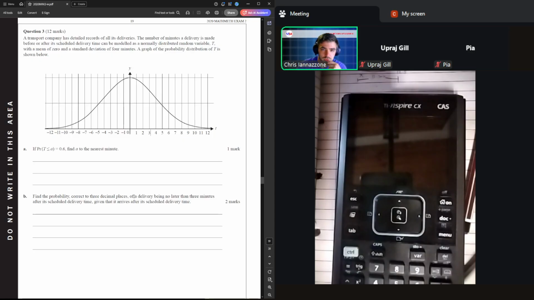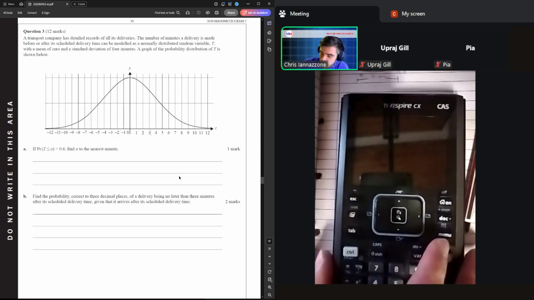From there, we just need to be aware of what the conditional probability means, right? No later than 3 given after scheduled delivery time. We've got to figure out what that conditional probability equation actually looks like. Once you have that, actually calculating the probabilities related to it is not so bad, but we just need to know what we're actually aiming at.